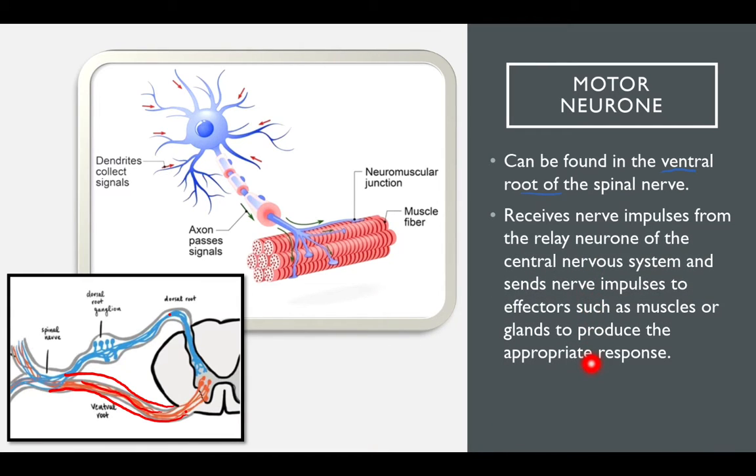Okay, motor neuron receive nerve impulse from the relay neuron of the central nervous system and send impulse to effectors such as muscle or gland to produce an appropriate response.